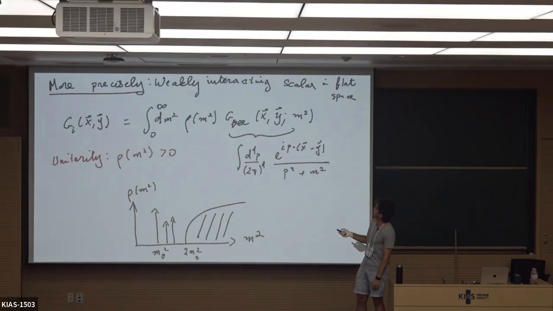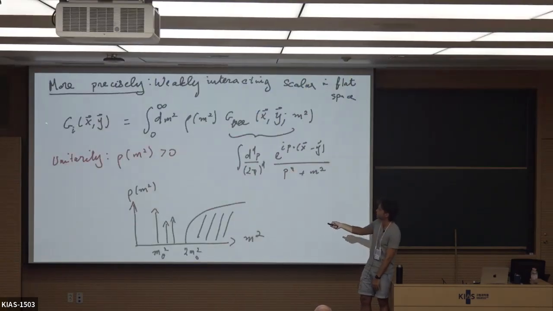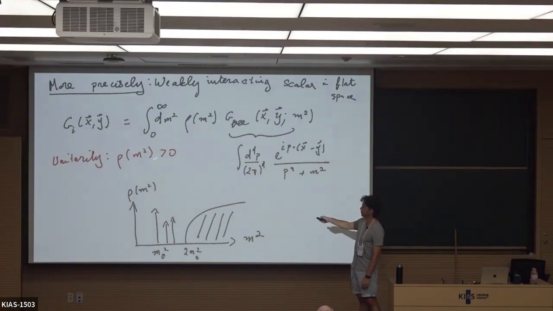I'm going to make a more precise version of the argument, because, of course, I talked about amplitudes. In de Sitter, we don't think about scattering amplitudes, but there's an analogous way to think about the non-existence of such a diagram in de Sitter from the perspective of a correlation function. In an interacting theory, I can always write my correlation function as a density integrated over a free correlation function, where I integrate over the mass. And unitarity forces this density to be greater than zero. This is known as the Källén-Lehmann representation in QFT.